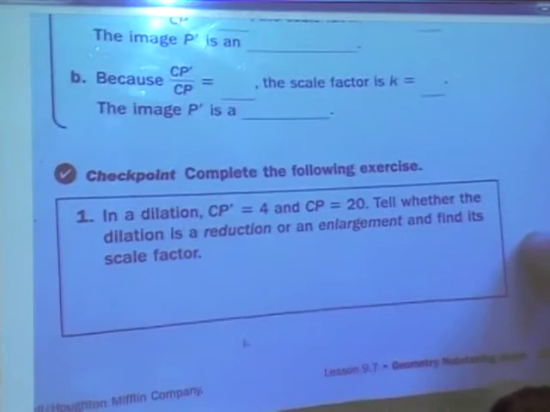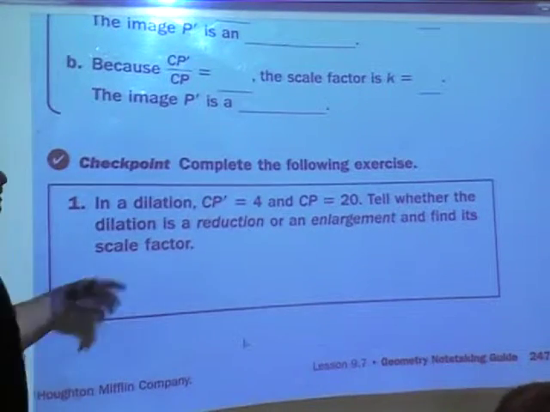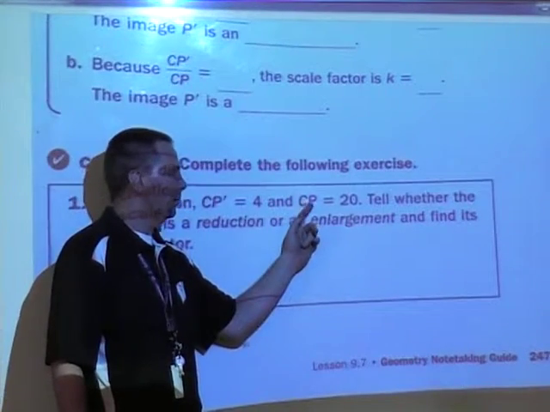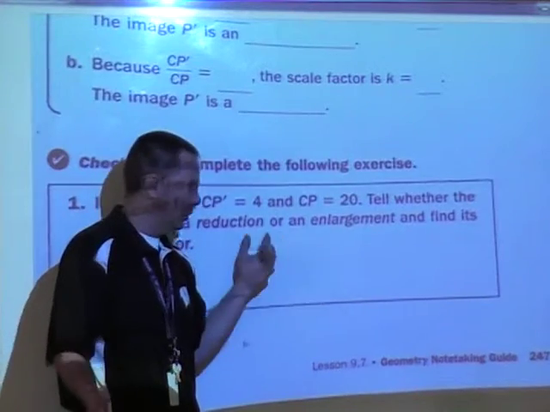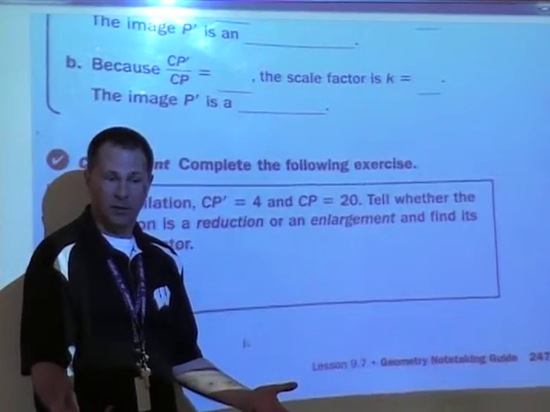Let's take a look at just reading a problem. In a dilation, the prime, C to prime is 4, and C to the normal, the pre-image, is 20. Which one goes on top? 4. 4 over 20, that's going to be a scale factor of 1/5.